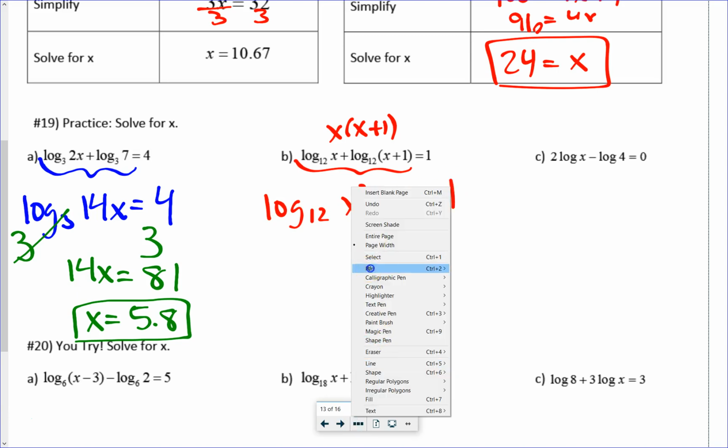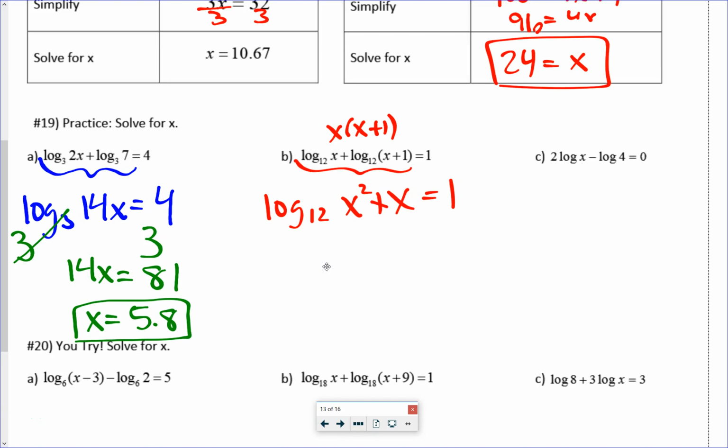What base are we going to bring into both sides? A 12. Good. Base of 12, so that cancels. We have x squared plus x equals, what's 12 to the power of 1? 12. There is an x squared. We are going to have to factor. So let's make this equal to 0 first by moving my 12 over.